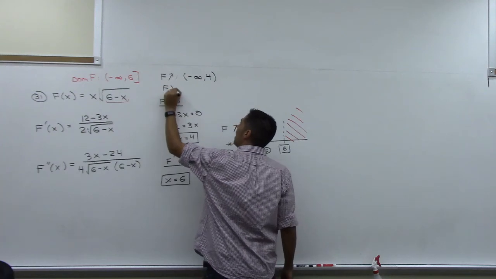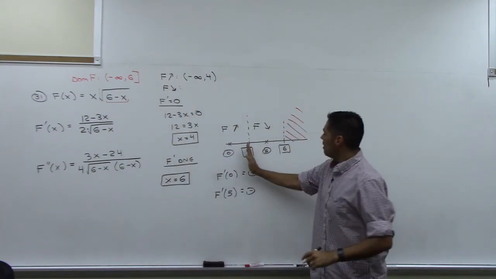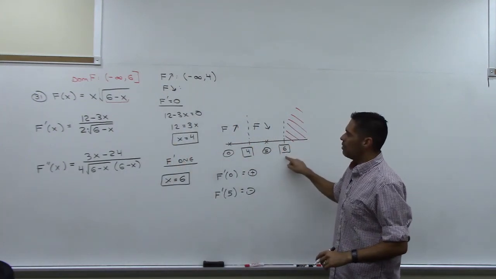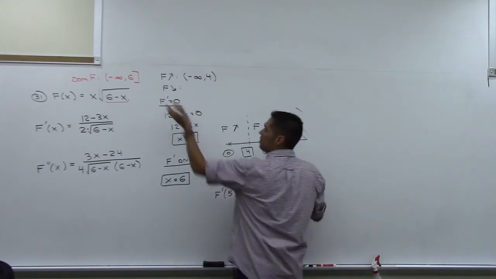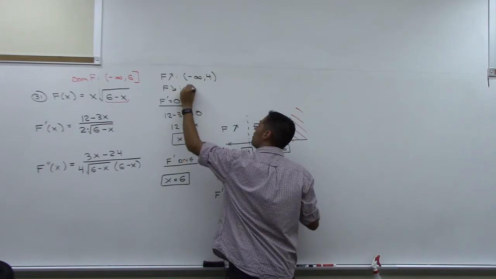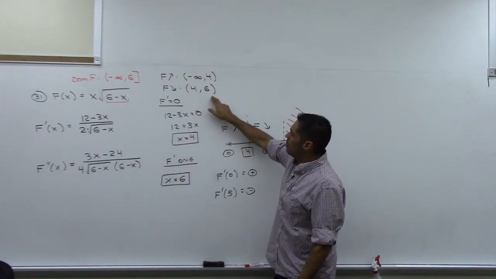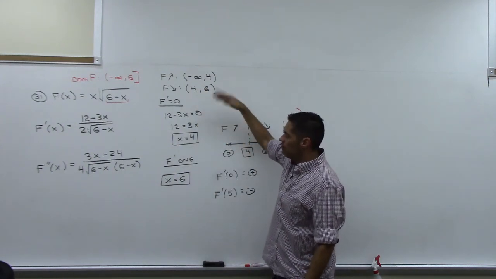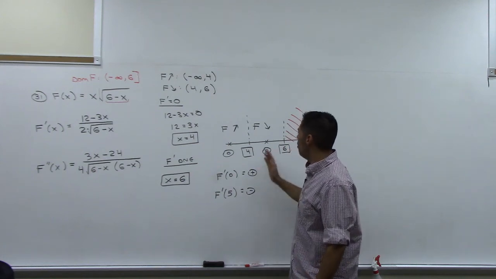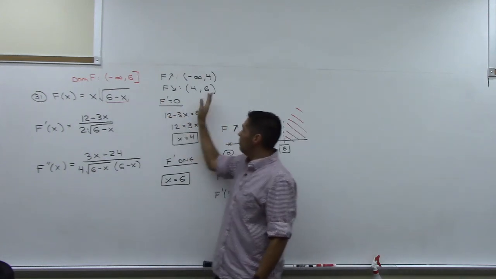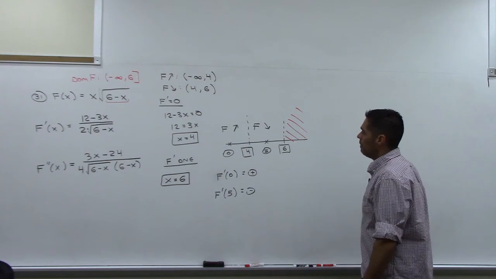Capital F is going down to the right of 4, but you can only go as far as 6, right? Because of the domain. So I'm going to say from 4 to 6. And we always use open parentheses on intervals of increasing and decreasing, even though the function stops at 6. Just leave it as open, and that's correct.